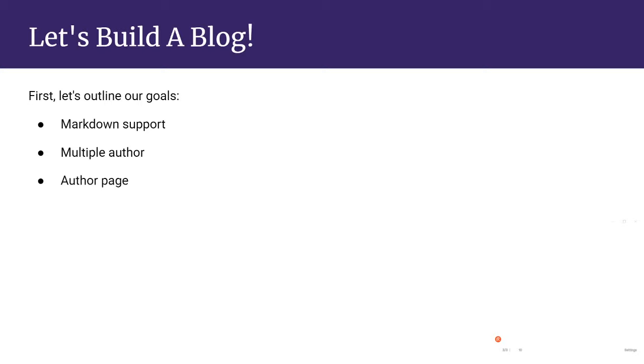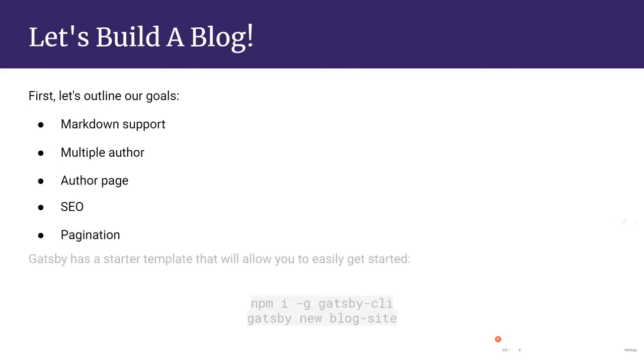We want to be able to have an author page. So for example, an author for Crutchcorn that lists all of their blog posts that they've created. We want to be able to have solid SEO, which is something we'll go over. We want to be able to have pagination because obviously you don't want 100 items on one page. So yeah, now that we have a clear definition of what we want to do, let's build a blog.